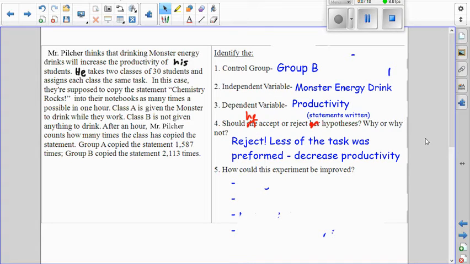Mr. P, do I have to write that exactly like you have it? No. You just have to make sure it's clear you understand that it should be rejected and why. And as I specifically mentioned, the decrease in productivity.